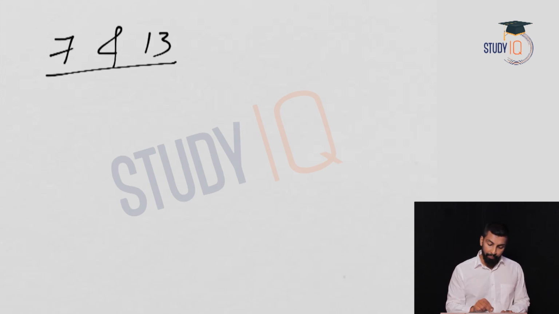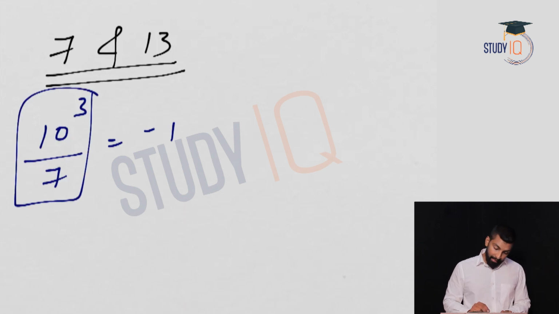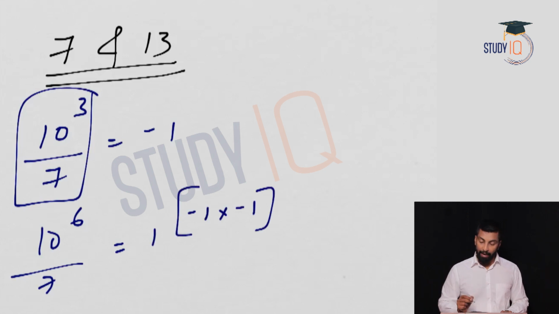So what is the divisibility rule of 17? See, if you remember what we have done in case of 7 and 13 and 11 etc., or to be more particular, 7 and 13, we know that 10 raised to 3 divided by 7 will give you minus 1 as the remainder, right? So we used this to solve questions. Then 10 raised to 6 by 7 will give you 1 as the remainder. Why? Because minus 1 into minus 1, applying basic remainder theorem.